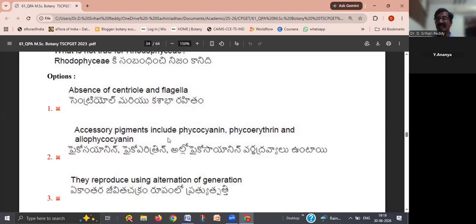So next one is accessory pigments include phycocyanin, phycoerythrin, and allophycocyanin. So that is also a true statement, because phycocyanin, phycoerythrin and allophycocyanin pigments are present in the rhodophyceae. Due to the presence of these pigments, they appear red in color, particularly. You see the Red Sea. Why is that sea called the Red Sea? Because due to the growth of the red algae, it is dominant. So that sea appears in red color. So that is also a right statement.